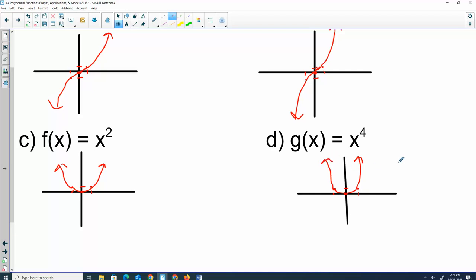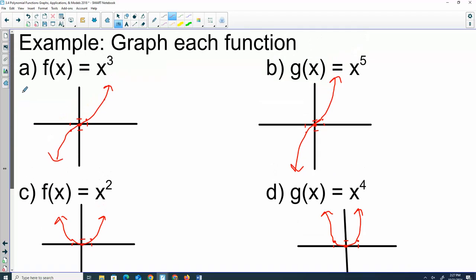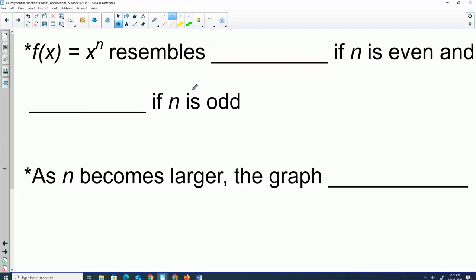So what do you think dictates what these graphs look like? A and B look the same. Why? The powers were odd. C and D look the same, and their powers were even. Okay, so if you just have x to a power, it will resemble x squared if that power is even, and x cubed if that power is odd. So it'll look generally like a parabola or a cube.